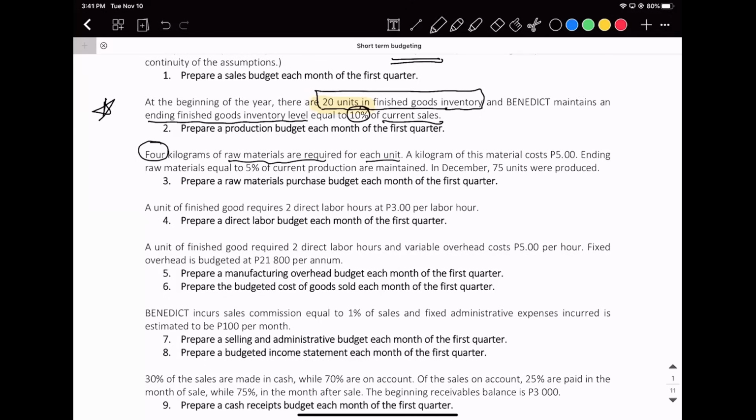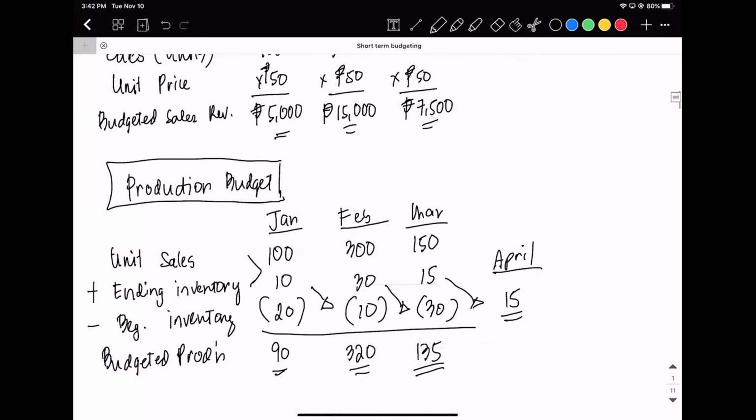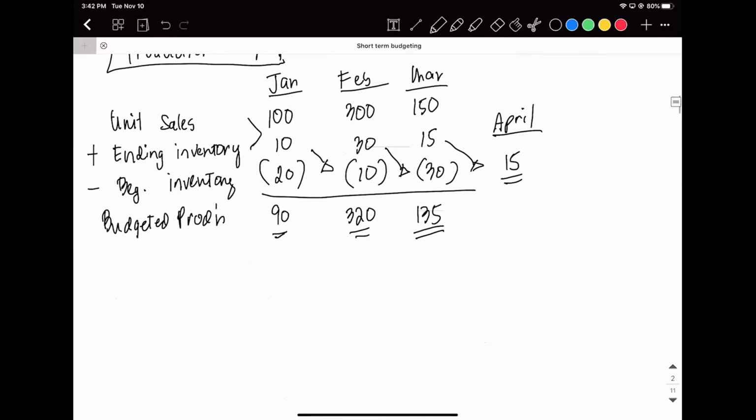So in December, 75 units were produced. Yan, nag-produce ng 75 units. So number 3, prepare a raw materials purchase budget for each month of the first quarter. So how do we prepare the raw materials purchases budget? Ilan ang bibili nating raw materials? Again, ilan ang requirement kada unit? 4 kilograms, di ba?